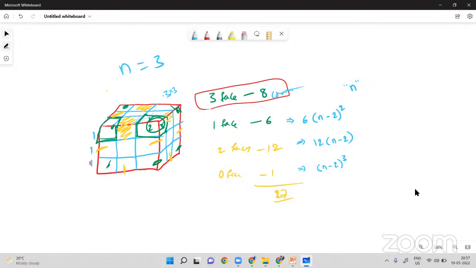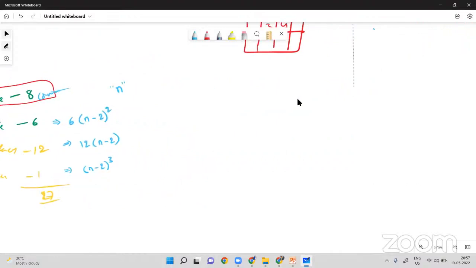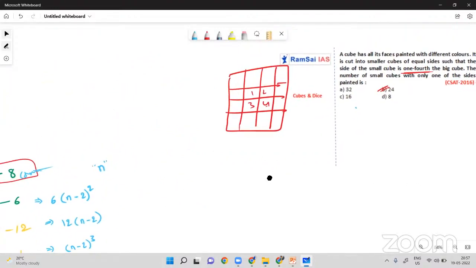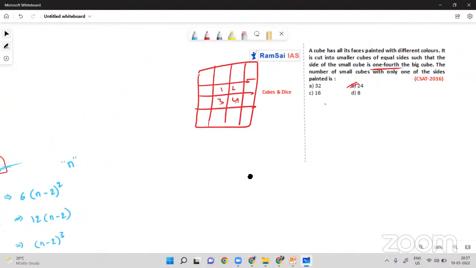So we will apply the same for the next problem. It's a 4 by 4 cube. So 1/4 cut means like this only: 1, 2, 3, 4. So n equals 4 here. What we need to find out is only one face colored.